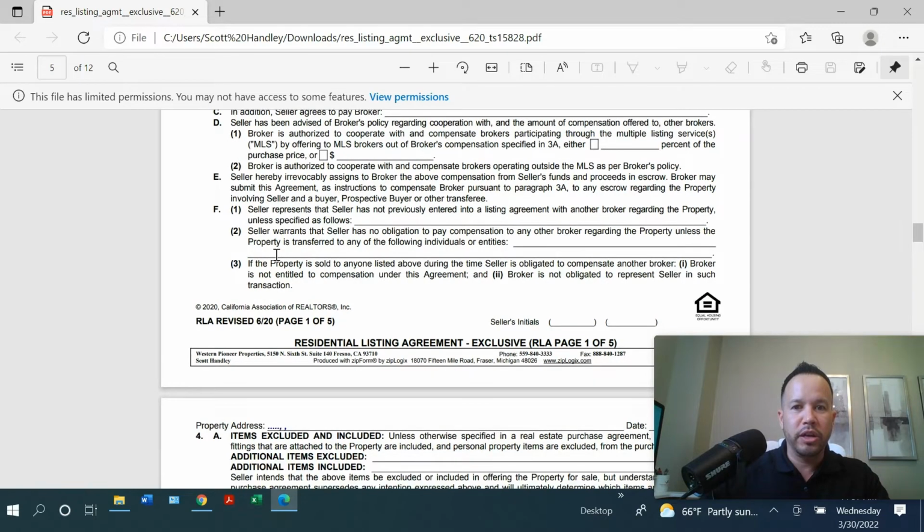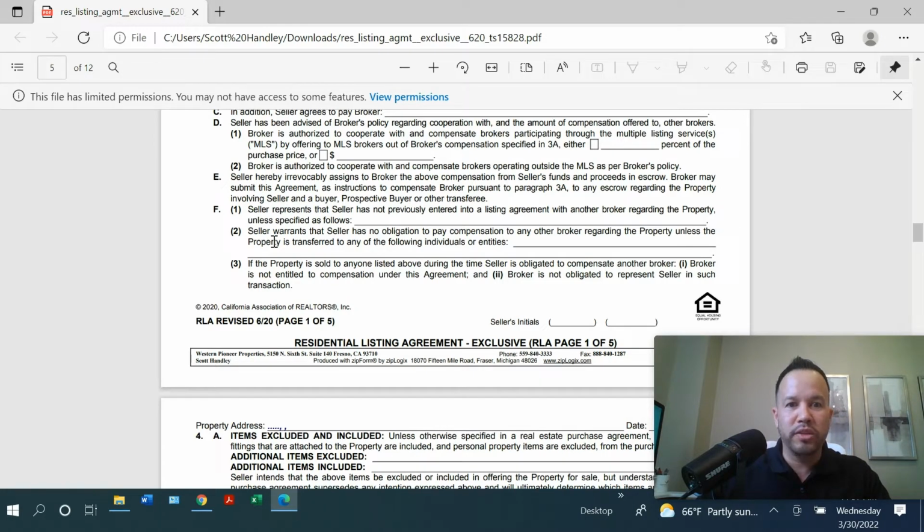Let's move it along here. So there's a couple clauses over here that very rarely get filled out. So we could go through them really quickly. Seller represents as seller has not previously entered into a listing agreement with another broker regarding the property unless specified as follows. So you would put that in there.